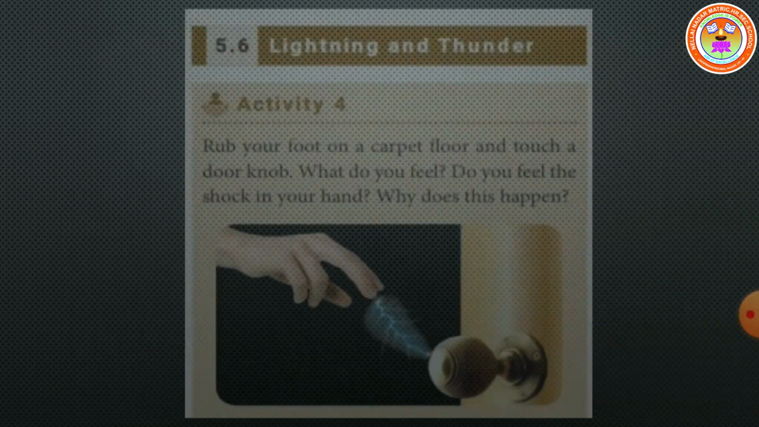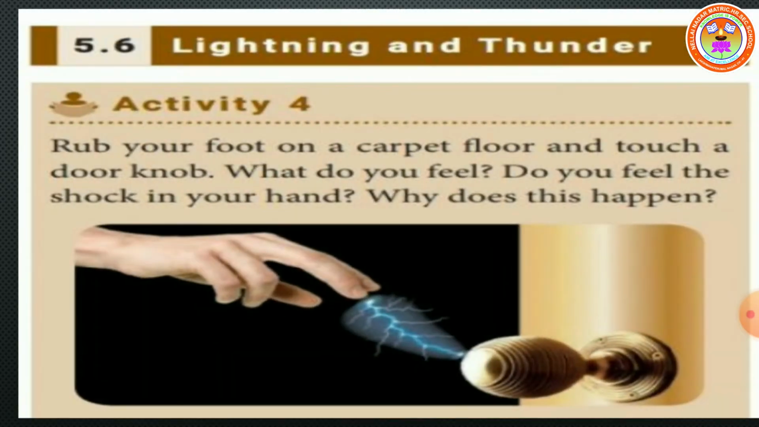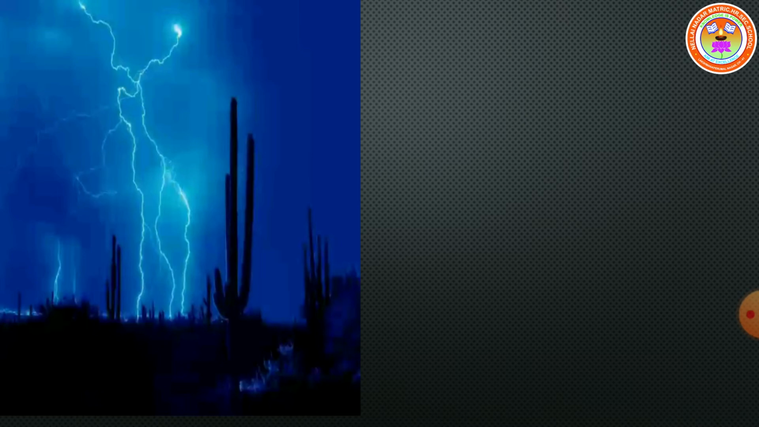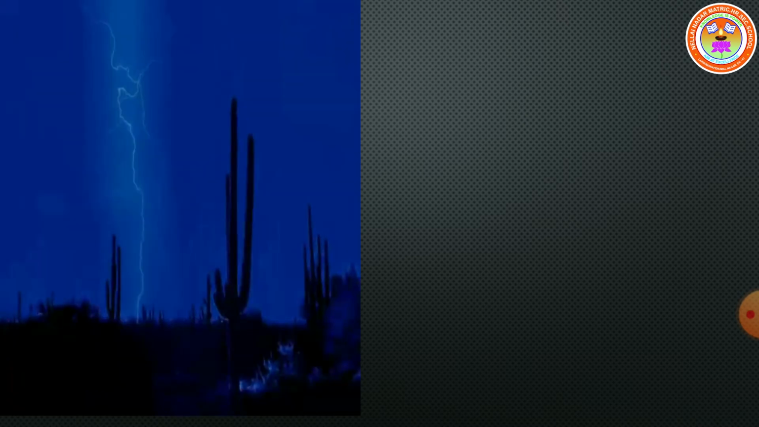Next, we are going to discuss an interesting topic, lightning and thunder. Rub your foot on a carpet floor and touch a doorknob. What do you feel? Do you feel the shock in your hand? Why does this happen? Did you find the answer, children? Yes. Because of the lightning.